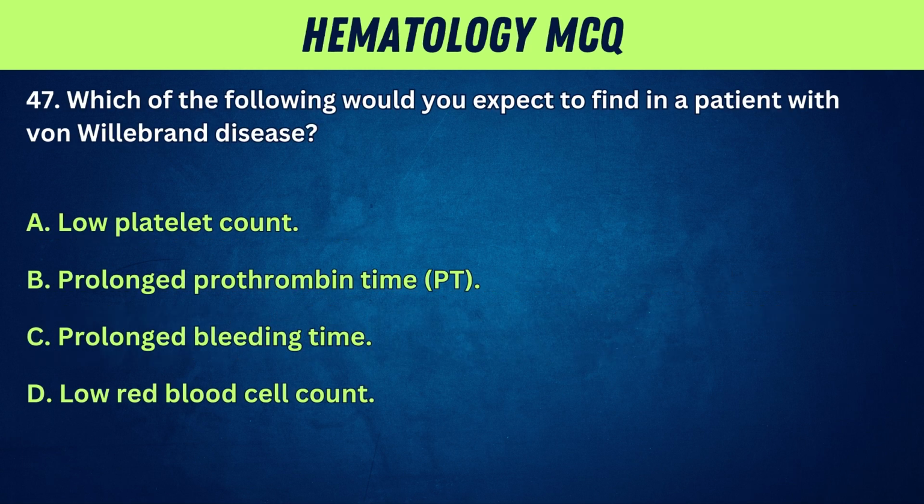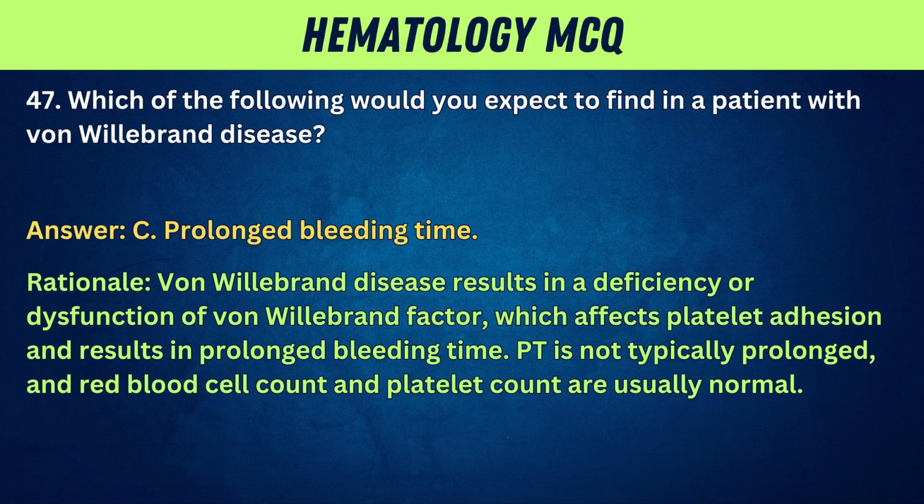47. Which of the following would you expect to find in a patient with von Willebrand disease? A. Low platelet count. B. Prolonged prothrombin time, PT. C. Prolonged bleeding time. D. Low red blood cell count. Answer: C. Prolonged bleeding time.